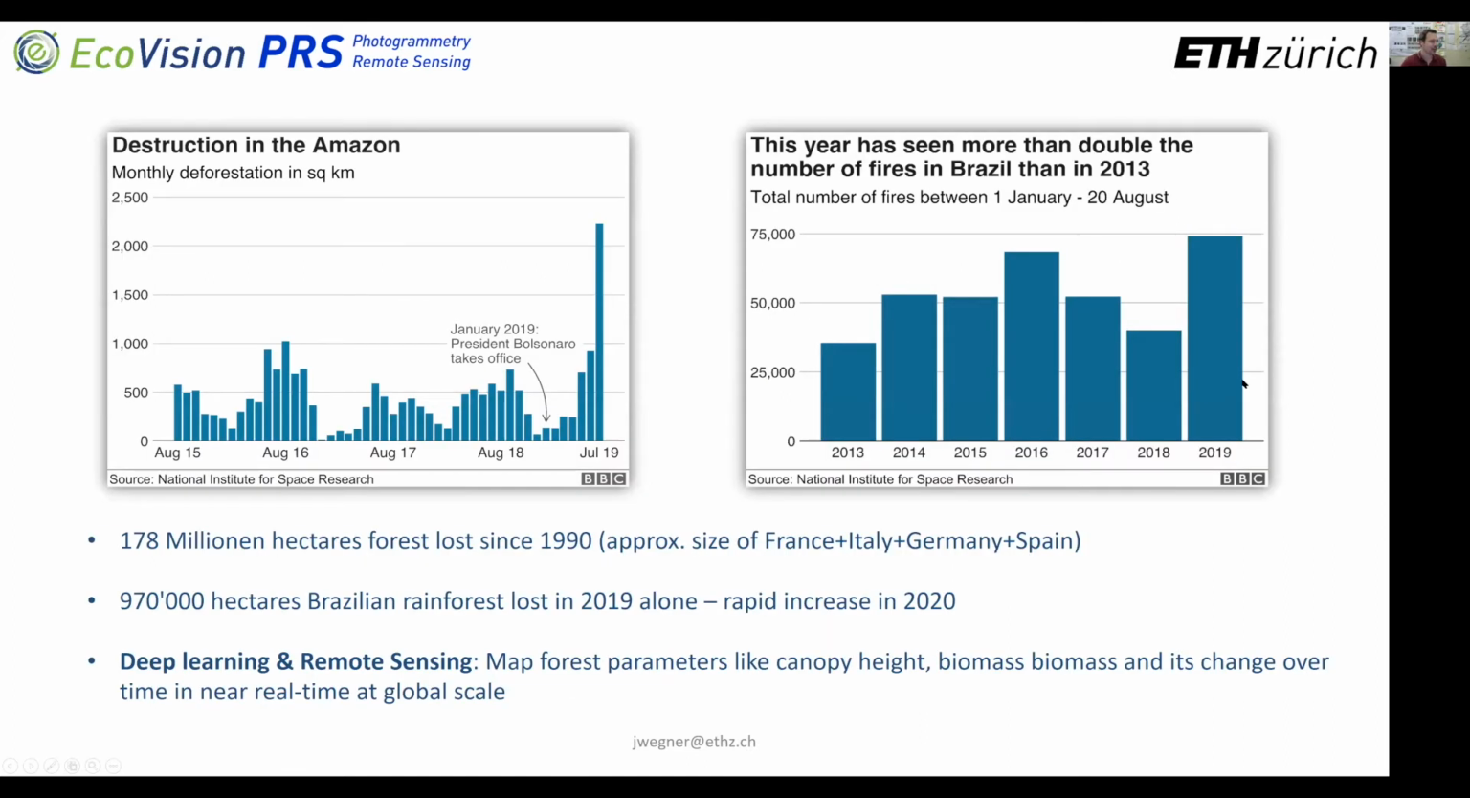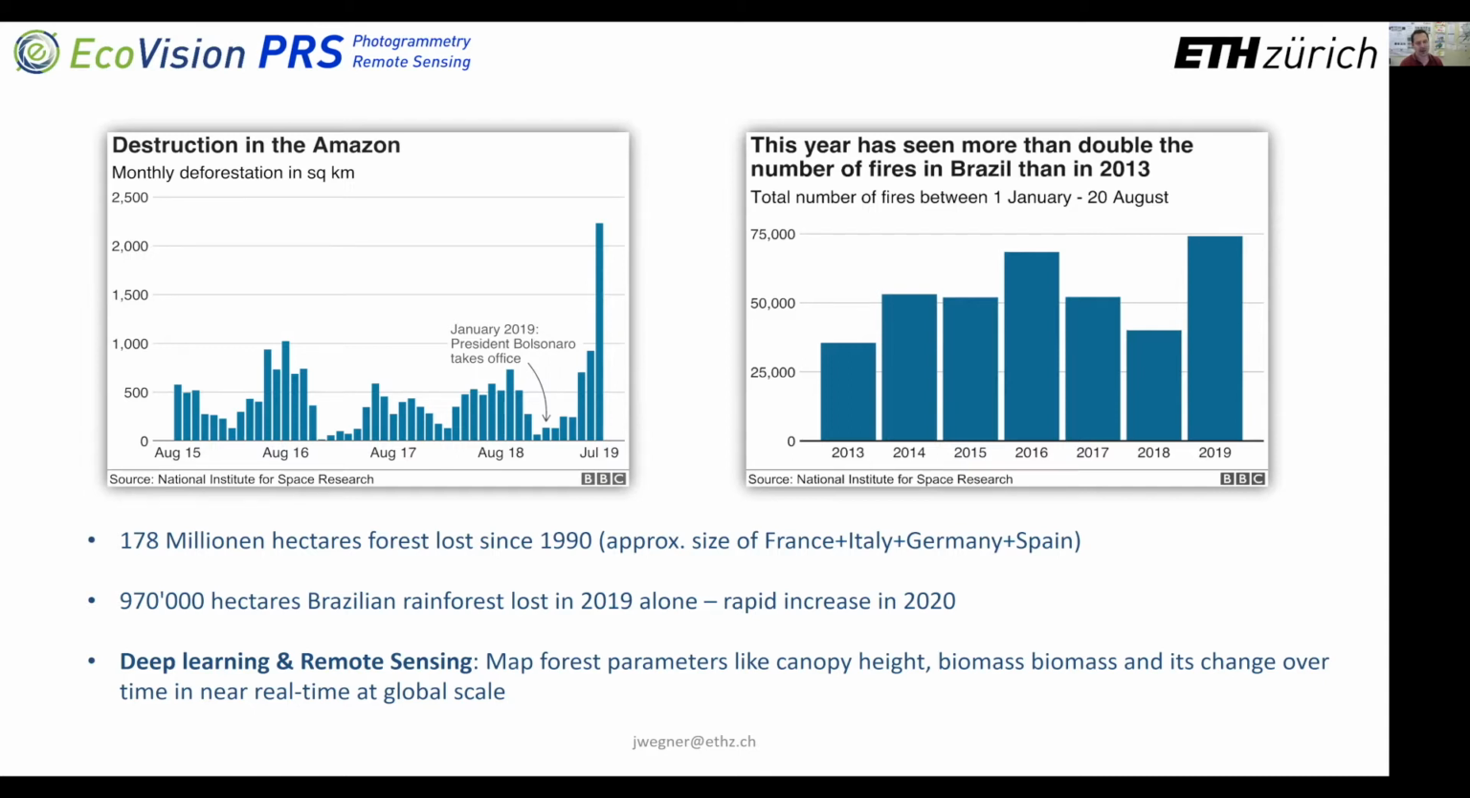So the main motivation is that there's a lot of forests being destroyed. 178 million hectares of forest lost since 1990, which is approximately the size of France, Italy, Germany, and Spain together. And in 2019 alone, we lost 970,000 hectares in Brazil alone, and we see a rapid increase for 2020.